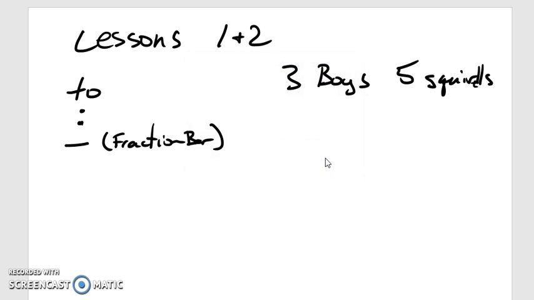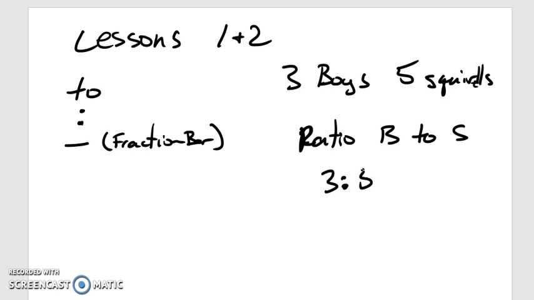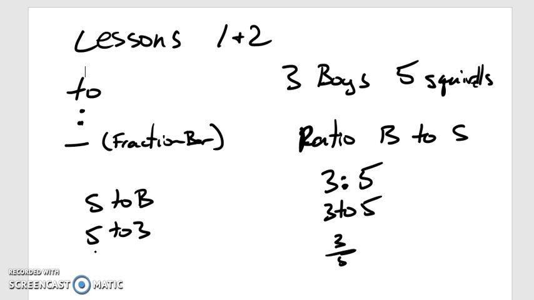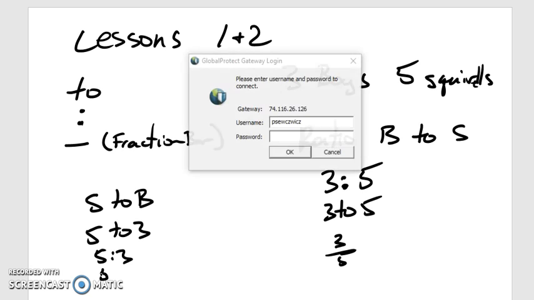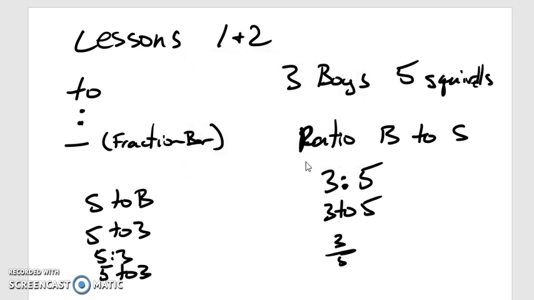Okay, so if the question asks what's the ratio of boys to squirrels, well, there are three boys and five squirrels. Again, I can write it any way: 3 to 5, 3 colon 5, or 3 with the fraction bar over 5. If they switch the question around and ask what's the ratio of squirrels to boys, then since squirrels came first, I'd put the 5 down first and then the 3. So 5 to 3, 5 colon 3, 5 over 3. That's the main thing: it's just about keeping things in order, and then you have to watch what they're asking for. You just can't get greedy here.